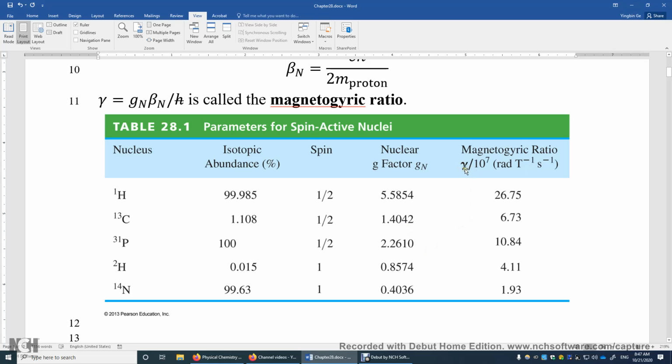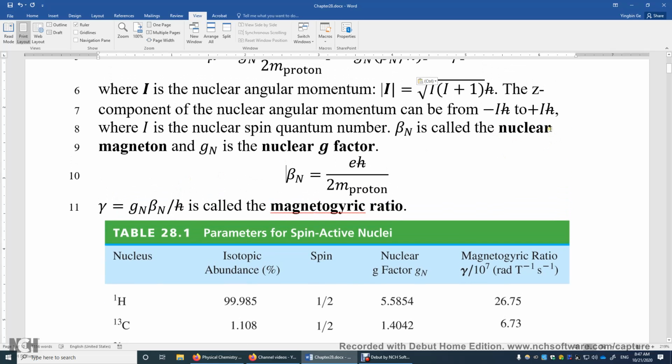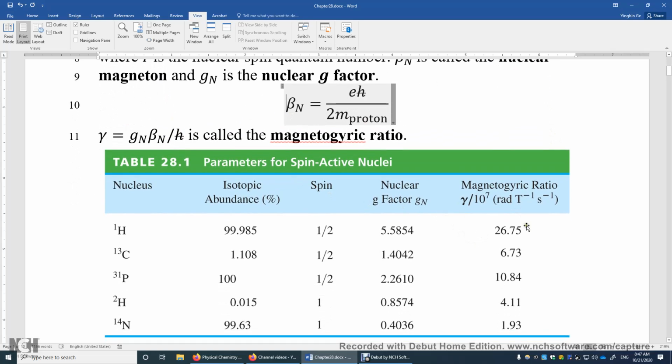This is the value of gamma. Again, gamma is just the g factor times beta sub n, the nuclear magneton, divided by h bar. Those are the values of gamma in this unit, gamma over 10 million. Again, typically the larger the gamma, the easier it is to collect the NMR. So that's why it's easier to collect the hydrogen NMR than the carbon-13 NMR.